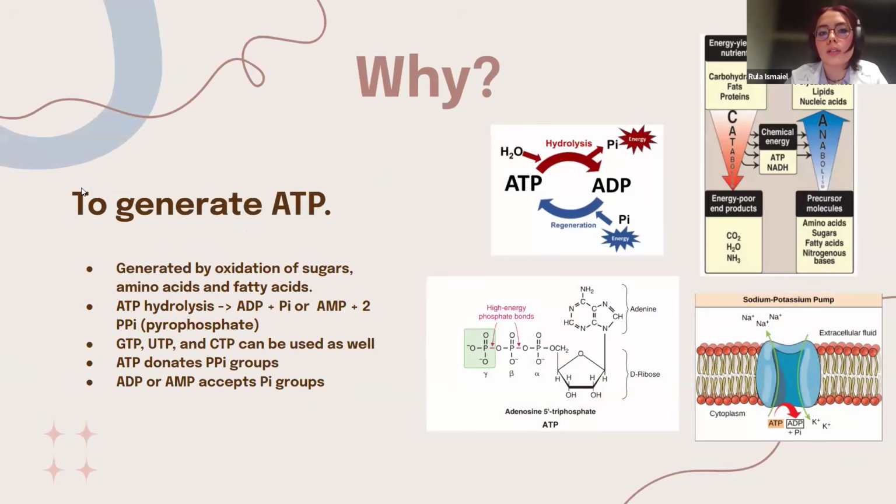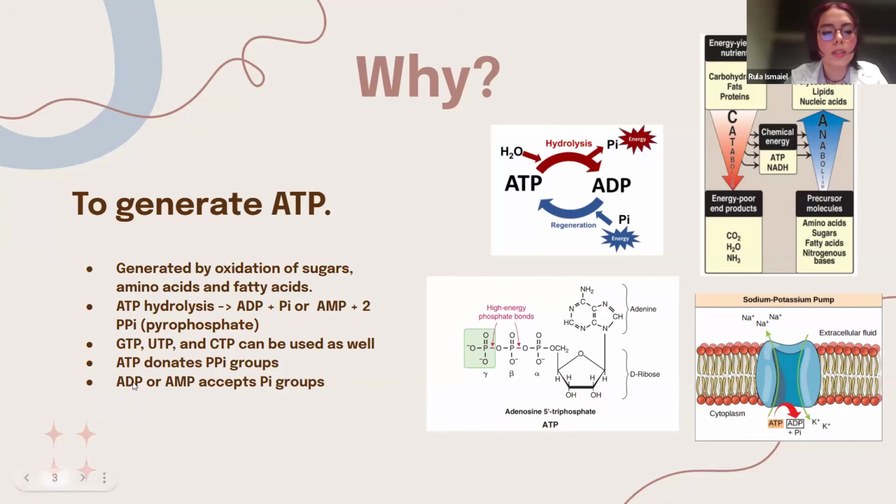We need glycolysis to generate ATP. ATP is the energy currency that is used throughout the body. It's generated by the oxidation of sugars, amino acids, fatty acids, and to use that energy that ATP has, you need to hydrolyze it, okay? And what I mean by hydrolyzing it is breaking the bonds. The bonds is where the energy needed for the synthetic reactions to carry on is present, okay?